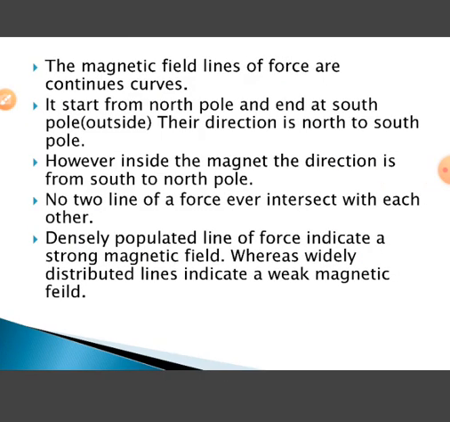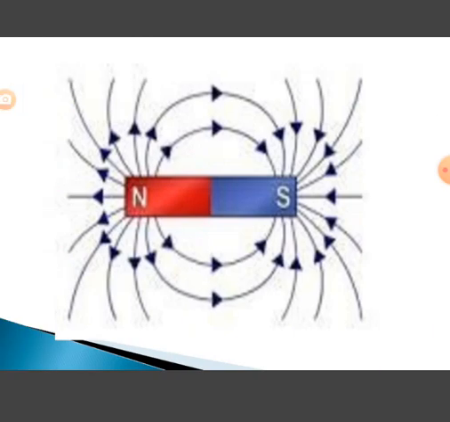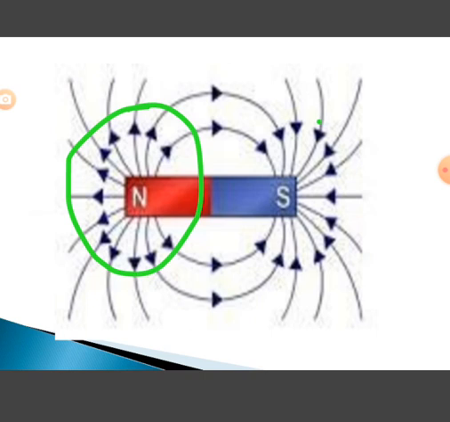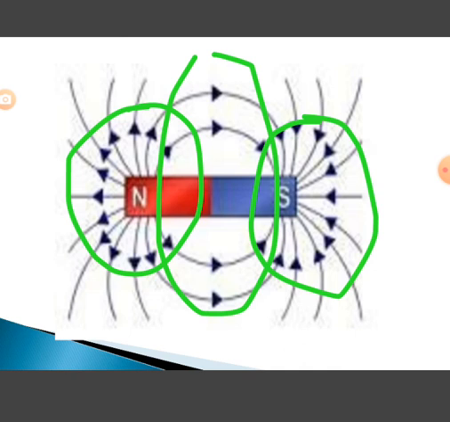Then densely populated lines of force indicate a strong magnetic field, whereas widely distributed lines indicate a weak magnetic field. In other words, at the tip here we have a strong magnetic field. Meanwhile, at the middle we have a weak magnetic field. This is due to the lines of force being densely populated at the edge, both north and south.